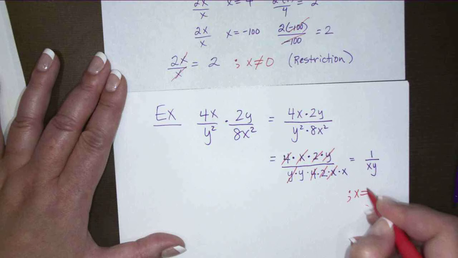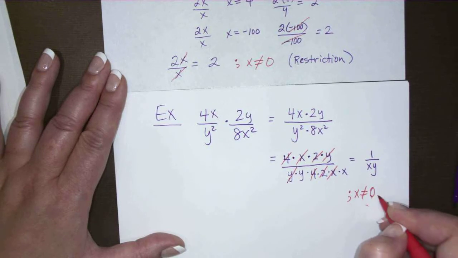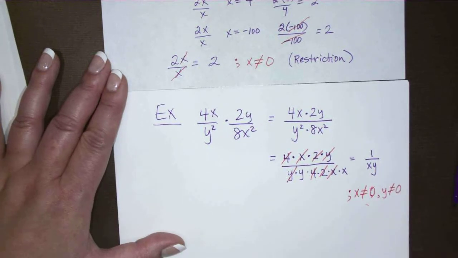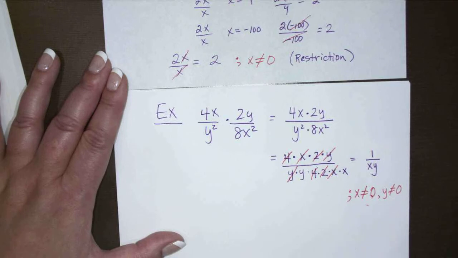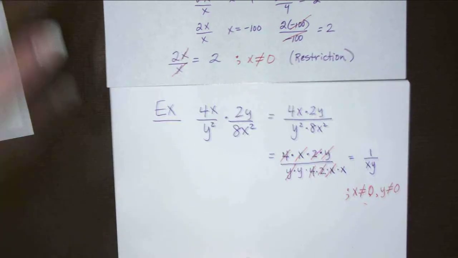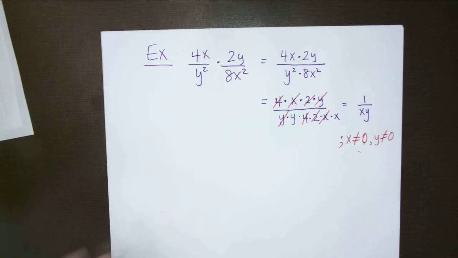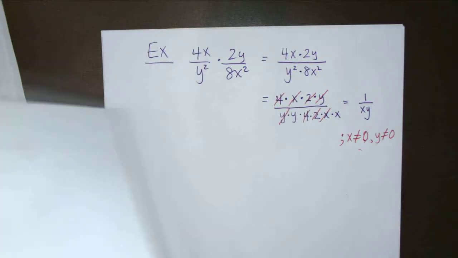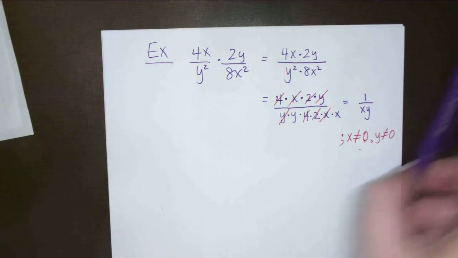You can say, well, x can't be 0, and y can't be 0. You can put it. It's not wrong to write the restriction, but we actually would be okay not to, because we didn't change it. We still can't plug 0 into the bottom. It's usually when the x is gone altogether that you would do that.